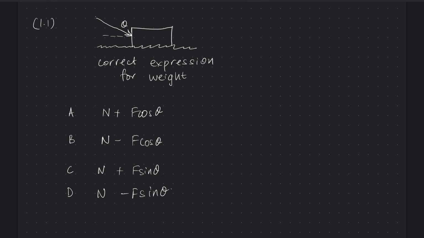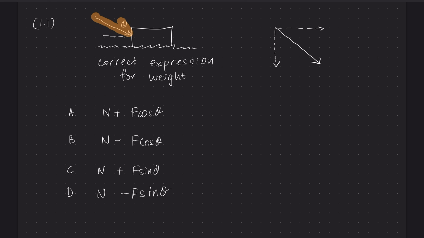So option A is n plus f cos theta, B is n minus f cos theta, C is n plus f sine theta, and D is n minus f sine theta. So the first thing I would do is focus on this force that's acting at an angle. So this one right here. That force is acting at an angle, and the components for this force, one will point to the right like this, and one will point down.